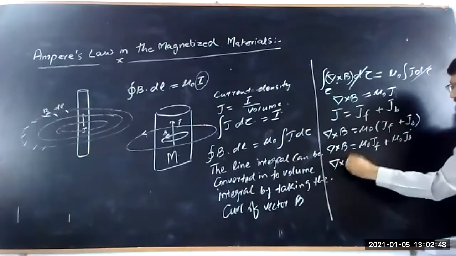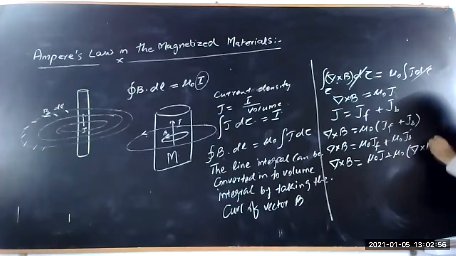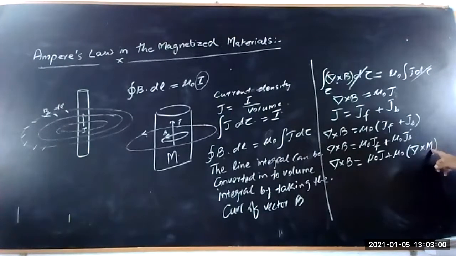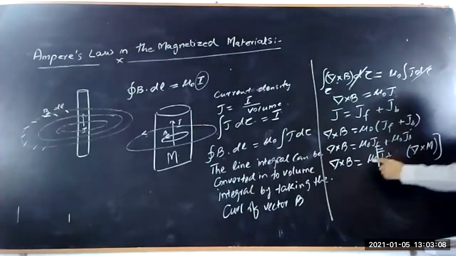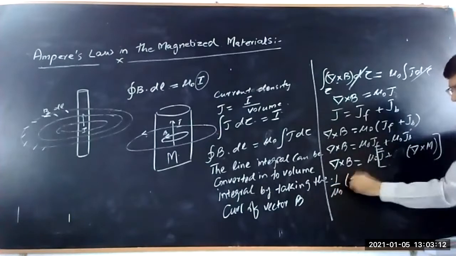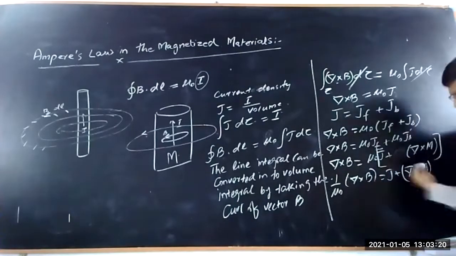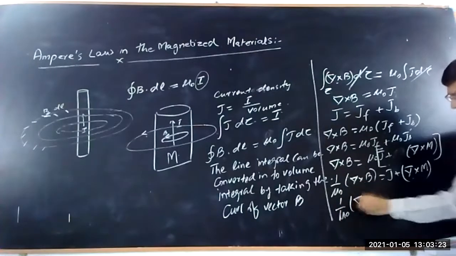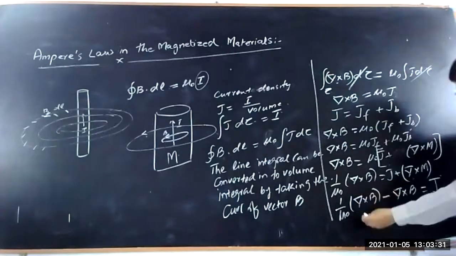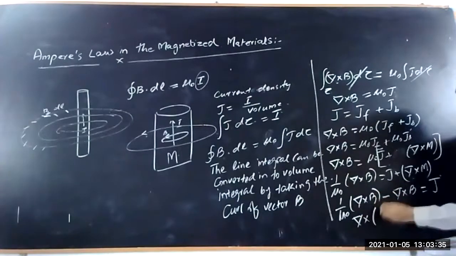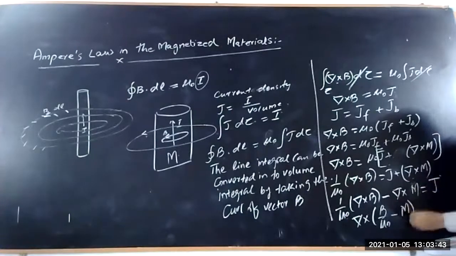And J_B, we have seen, is equal to curl of M. This can be rewritten on this side, with mu naught taken as common. So by cross multiplication, 1 upon mu naught curl of B is equal to J_F plus curl of M. Bringing this to this side, 1 upon mu naught curl of B minus curl of M is equal to J_F. The curl can be taken as common: curl of (B upon mu naught minus M) is equal to J_F.